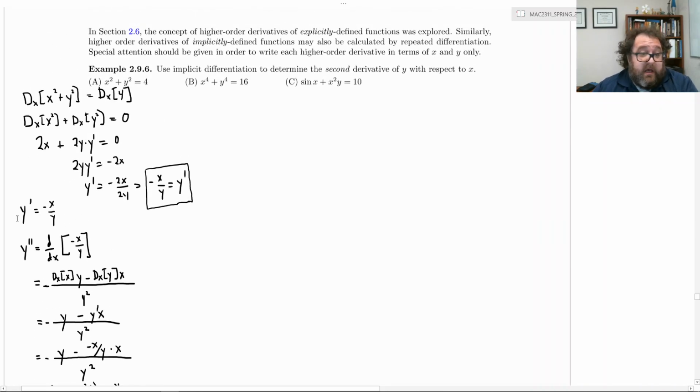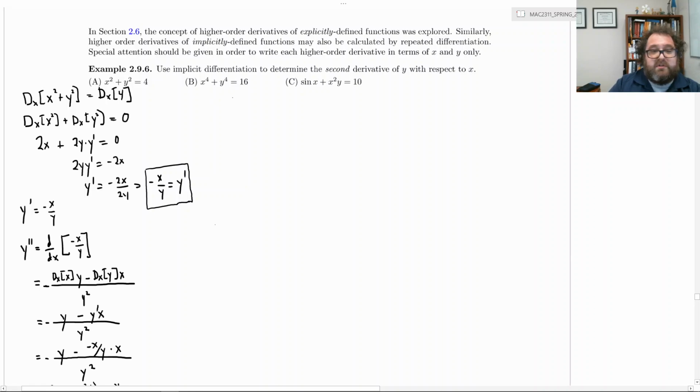B is kind of similar. It's fourth powers instead of it both being quadratic terms. So let's see how it plays out and if it's different, or how it all works out. Okay. So let's see here.